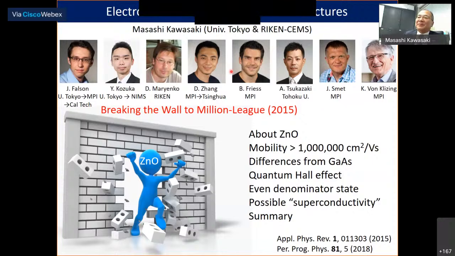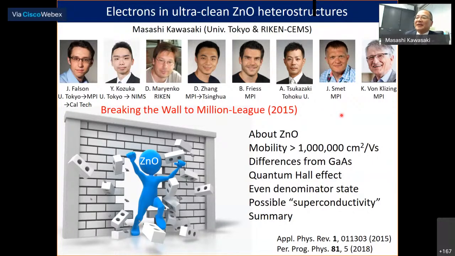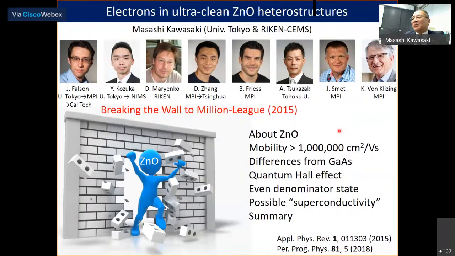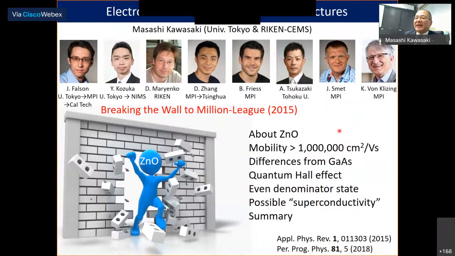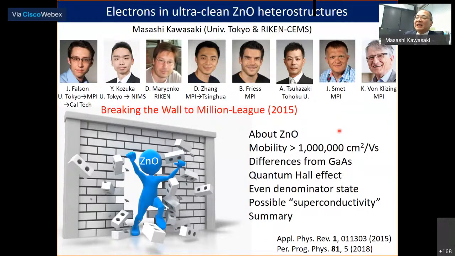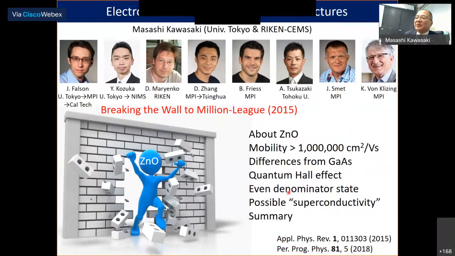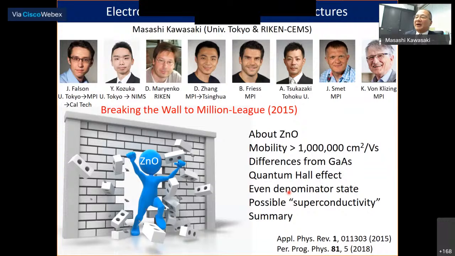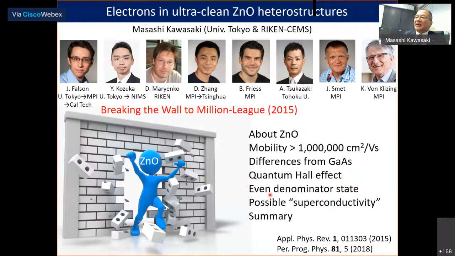And the mobility of electrons in two-dimensional electron gas in zinc oxide now exceeds 1 million. And we are seeing quite different physics compared with conventional semiconductor physics. Today I want to talk about two things. One is the even-denominator fractional quantum Hall states, which are thought to be a topological superconductor, and people are talking about this as a possible enabler of topological quantum computation.